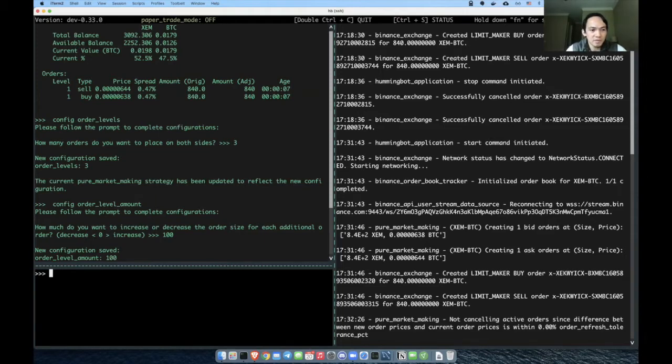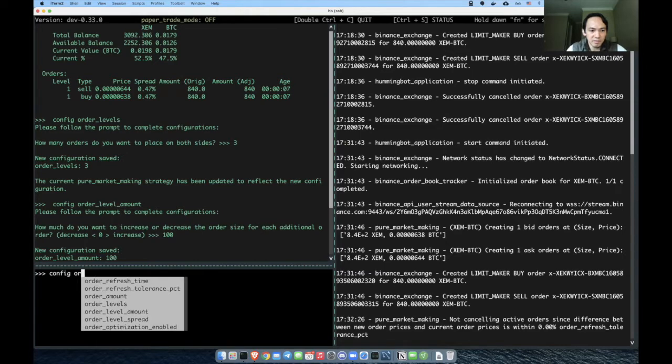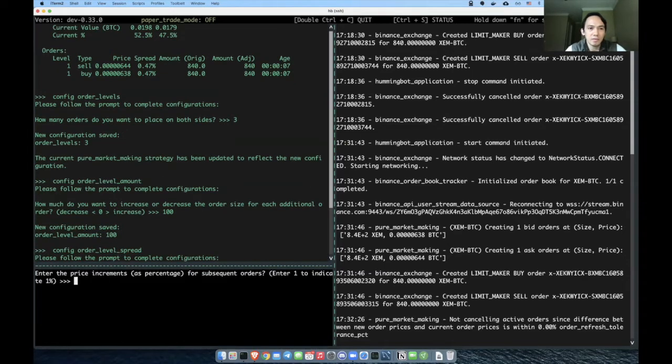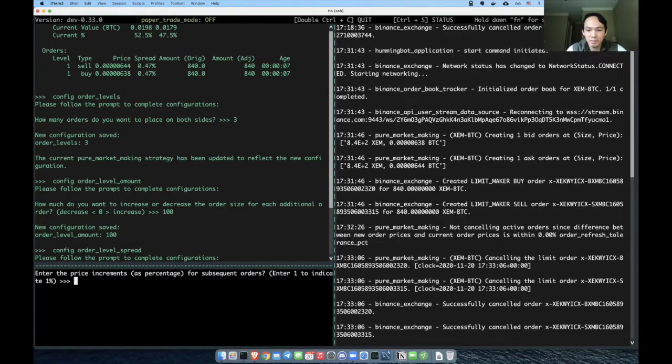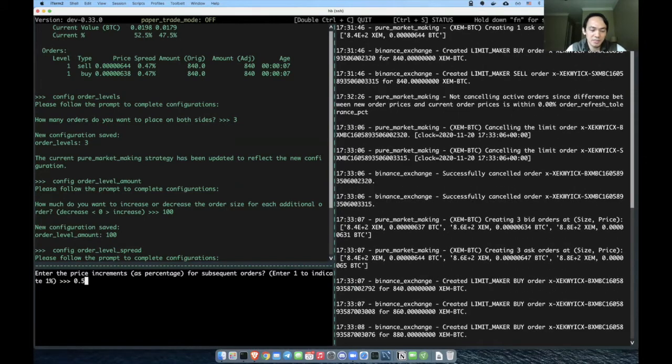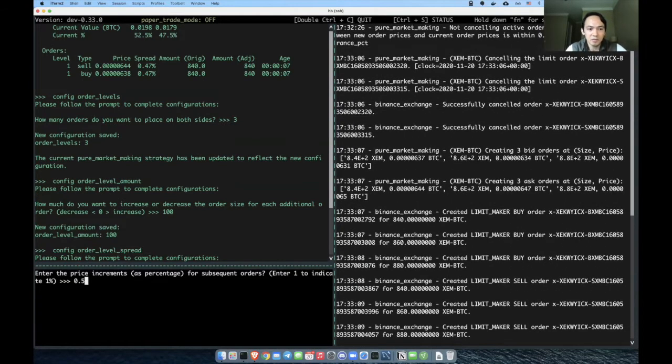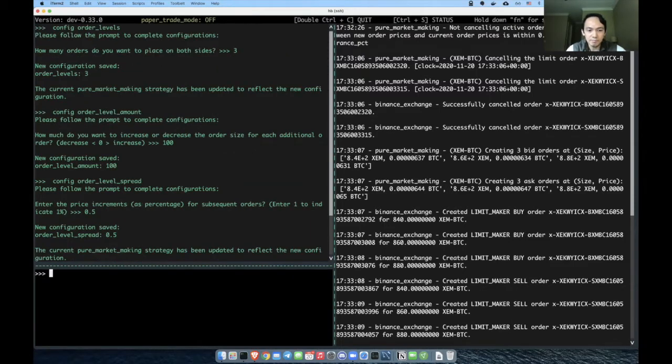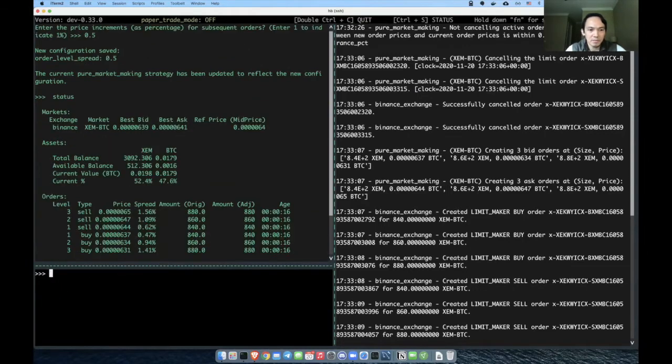And then the last config I'll set is the order level spread. Right now the first order was at 0.5% spread. I want to increase the orders in 0.5% spread increments. So I'll put 0.5%. What that means is you will create three orders on each side: 0.5%, 1%, and 1.5%. Cool.